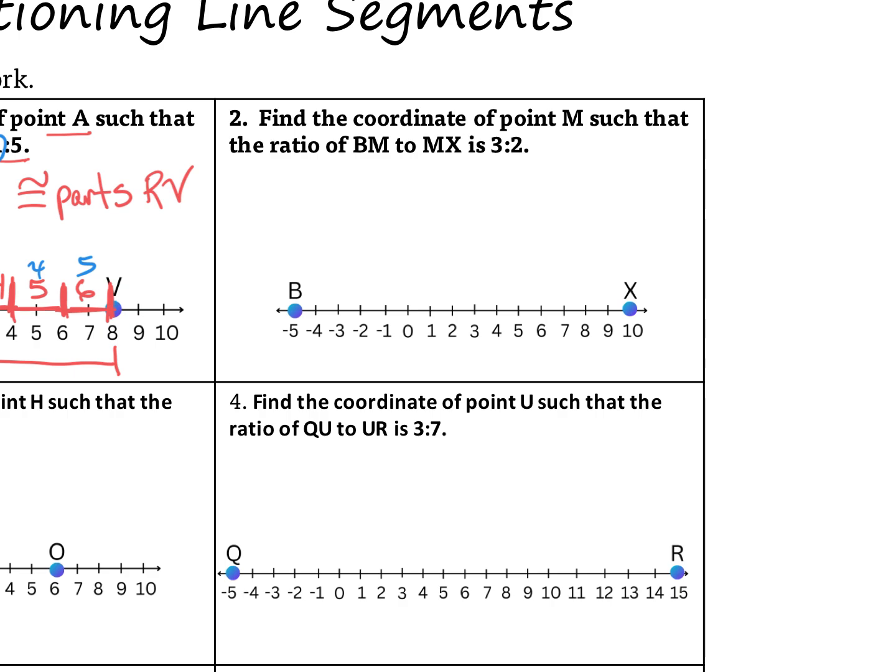All right, so hopefully you worked through this one on your own. And I have a total length of 15. And I need to place point M such that B to M is 3 units and M to X is 2 units. So that's a total of 5 congruent parts.